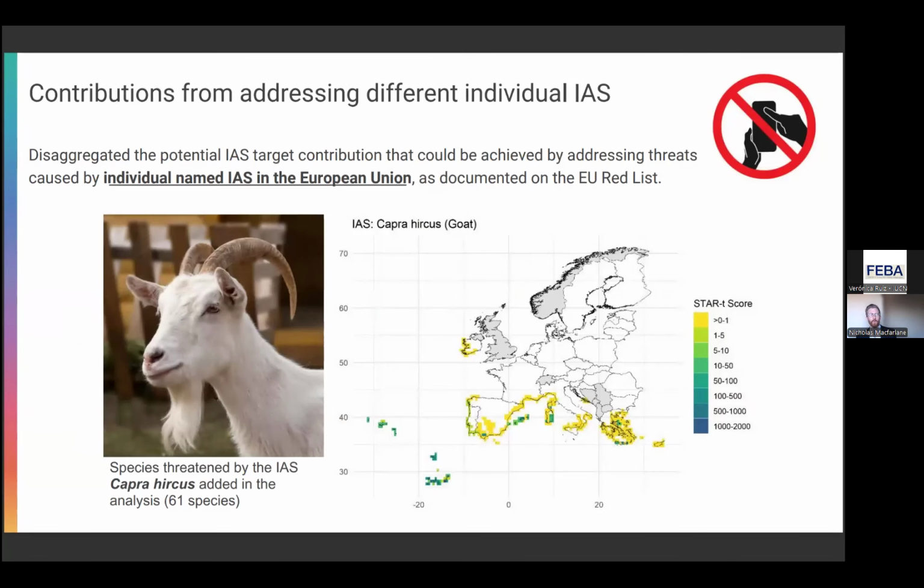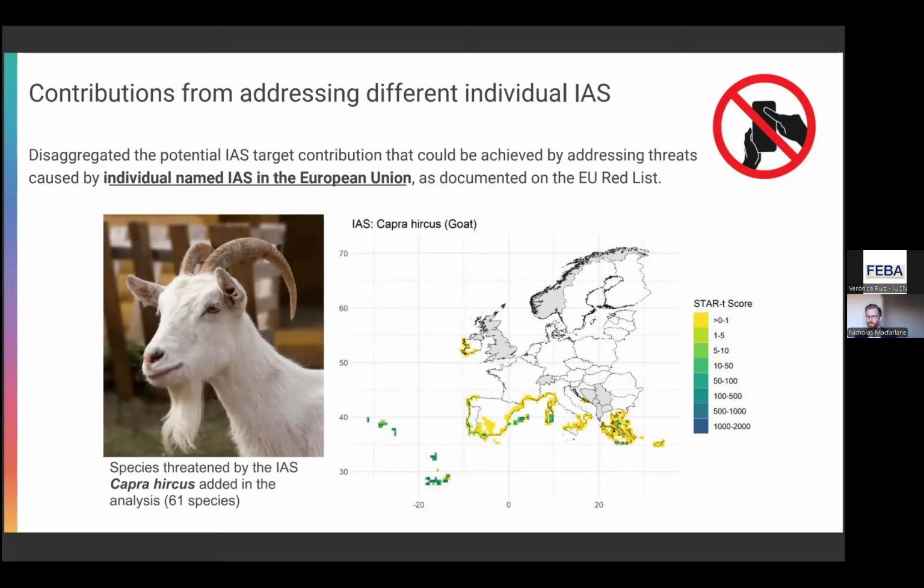That's perfect. One of the things this analysis showed was just how much of the EU invasive species target could be met through managing a small number of specific invasive alien species like goats in a small number of specific places like the Mediterranean islands.